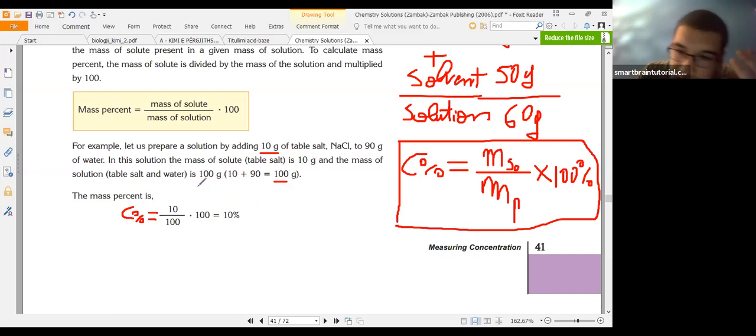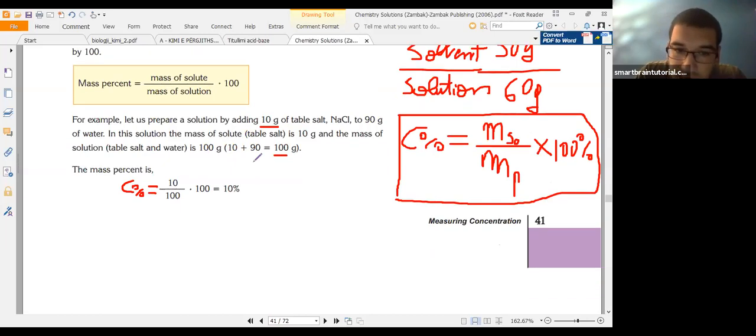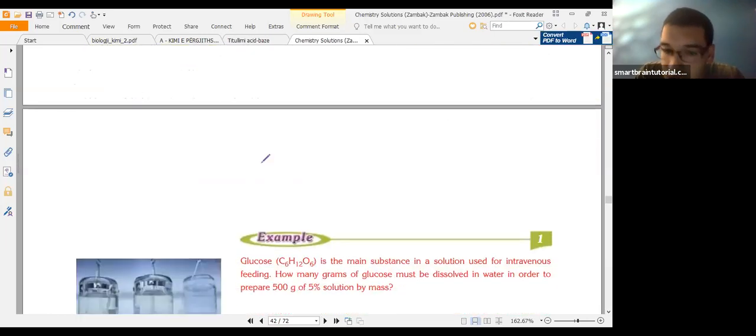This is as a concept. This is an important concentration, one of the most important concentrations. Here we have an exercise. Glucose is the main substance in a solution, and the question is how many grams of glucose must be dissolved in water in order to prepare 500 grams of solution with concentration 5%.